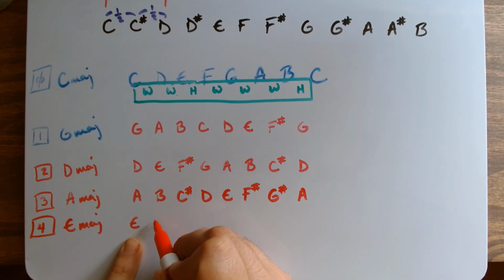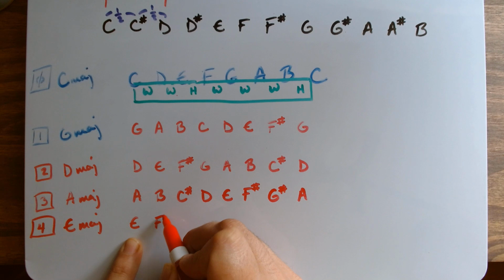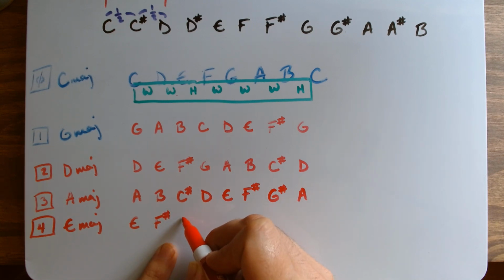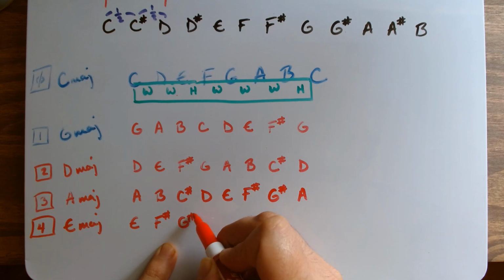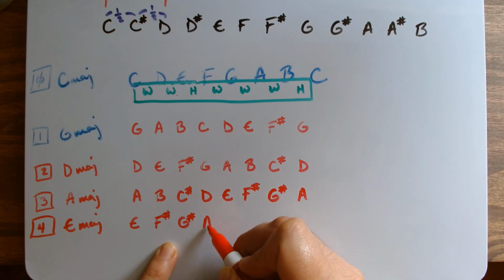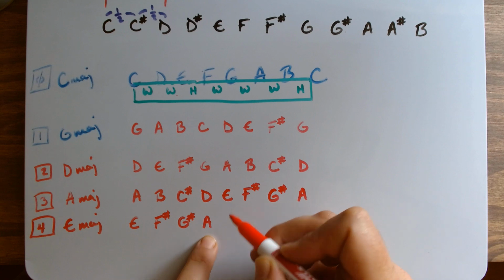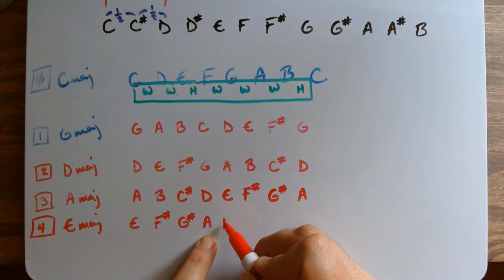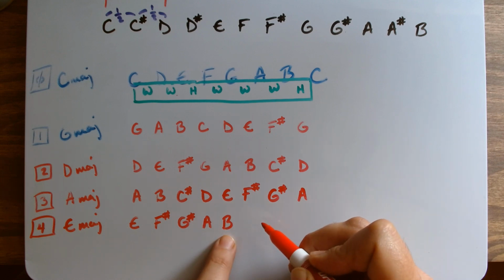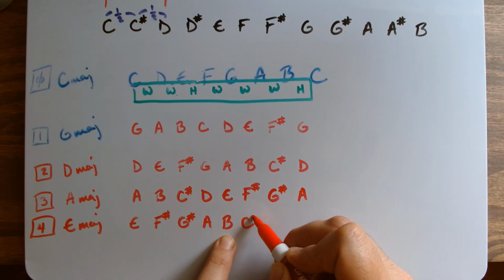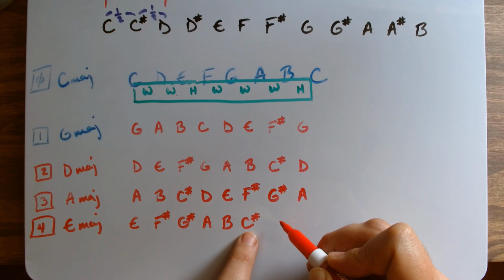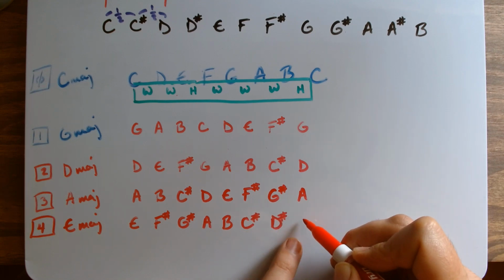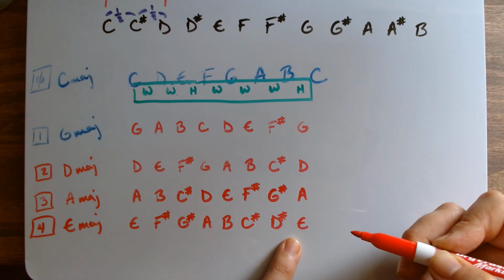So our first whole step is going to be to an F sharp. Next whole step is going to be to a G sharp. Half step to an A. Whole, whole, whole, half to finish. So whole step to a B. Whole step to a C sharp. Whole step to a D sharp. And then a half a step to an E.